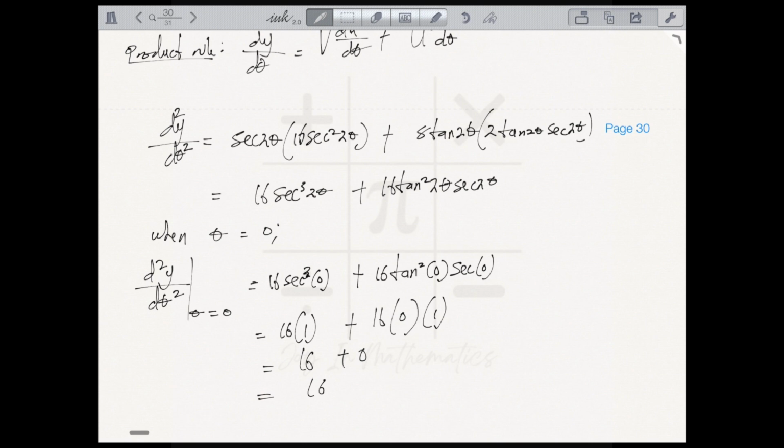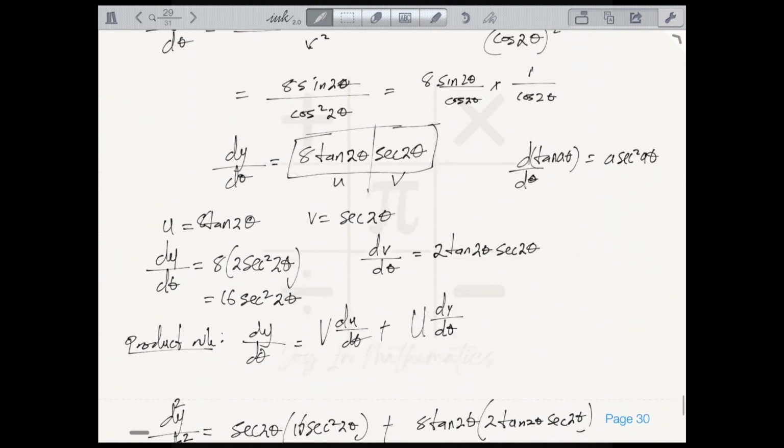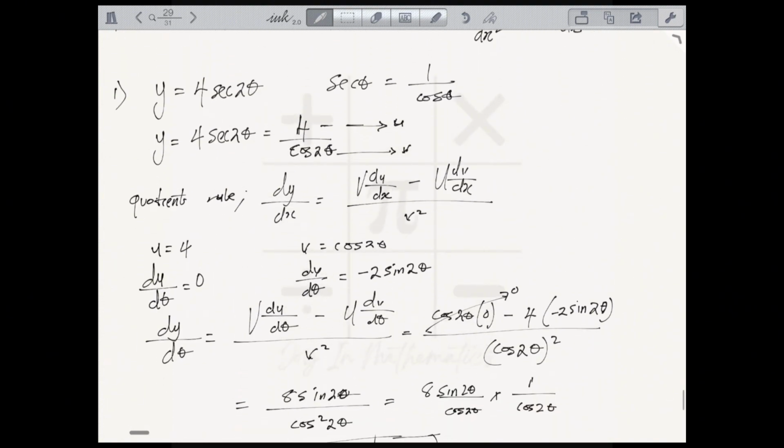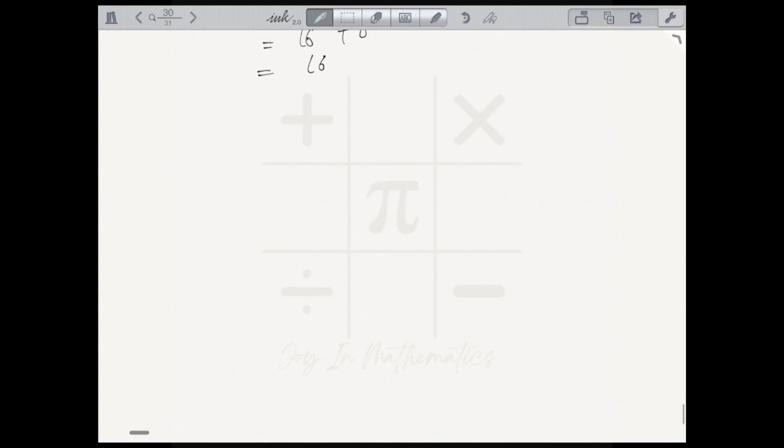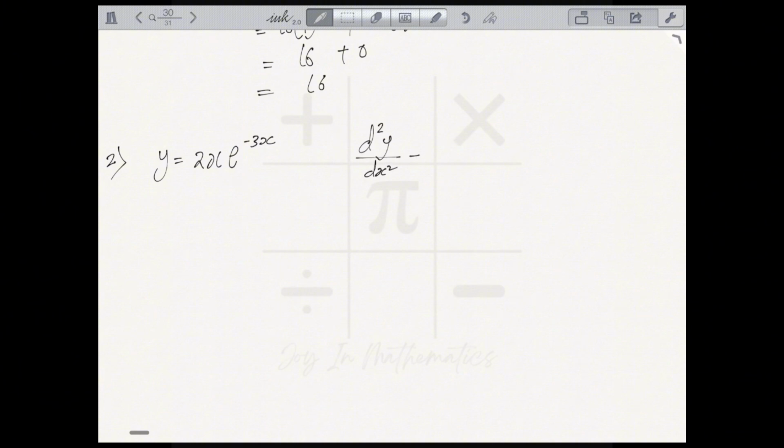Now let's go into the next question. And from the first one, we can see that we applied product rule and also quotient rule. Let's take a look at the second question. It says given y is equals to 2x exponential minus 3x, and we are asked to show that d square y dx squared plus 6 dy dx plus 9y is equal to 0.